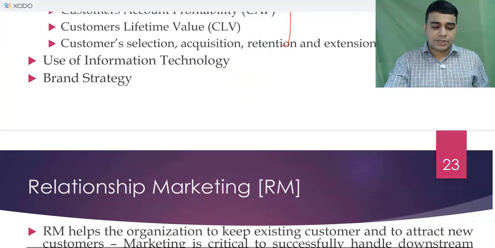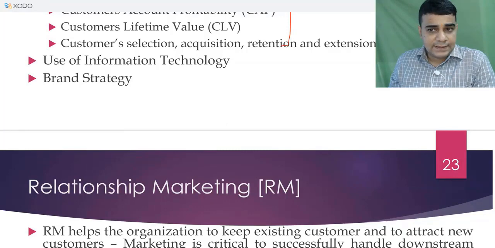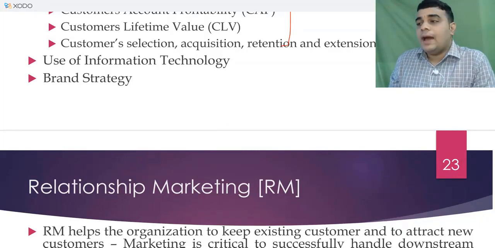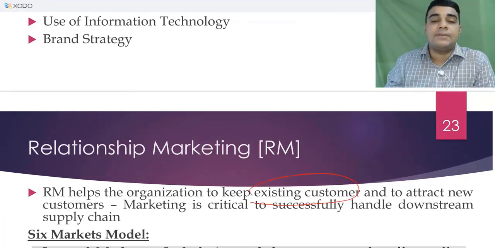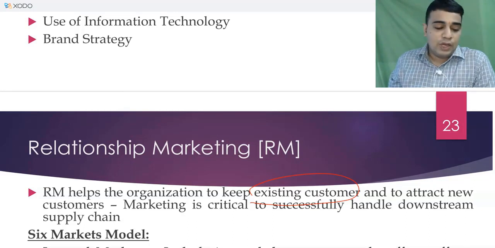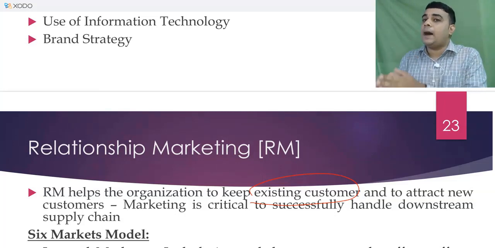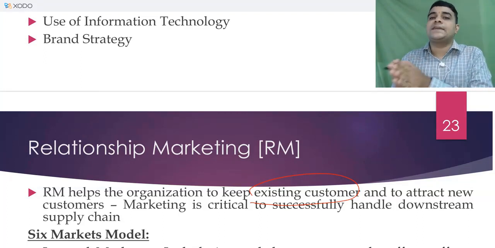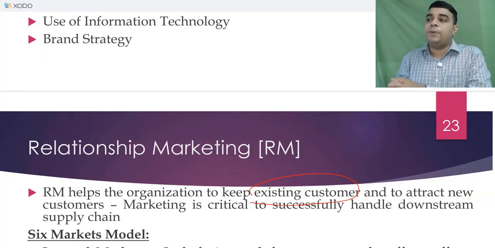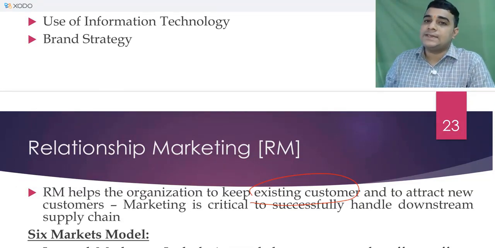The first thing, let's look at relationship marketing. RM is basically going to help you in retaining your existing customers and attracting new customers. RM helps the organization to keep existing customers happy and to attract new customers. Now what relationship marketing said is that there are 6 different markets, and you need to ensure managing all these 6 markets or all these 6 people so that you are able to serve your existing customers well and also attract new customers.